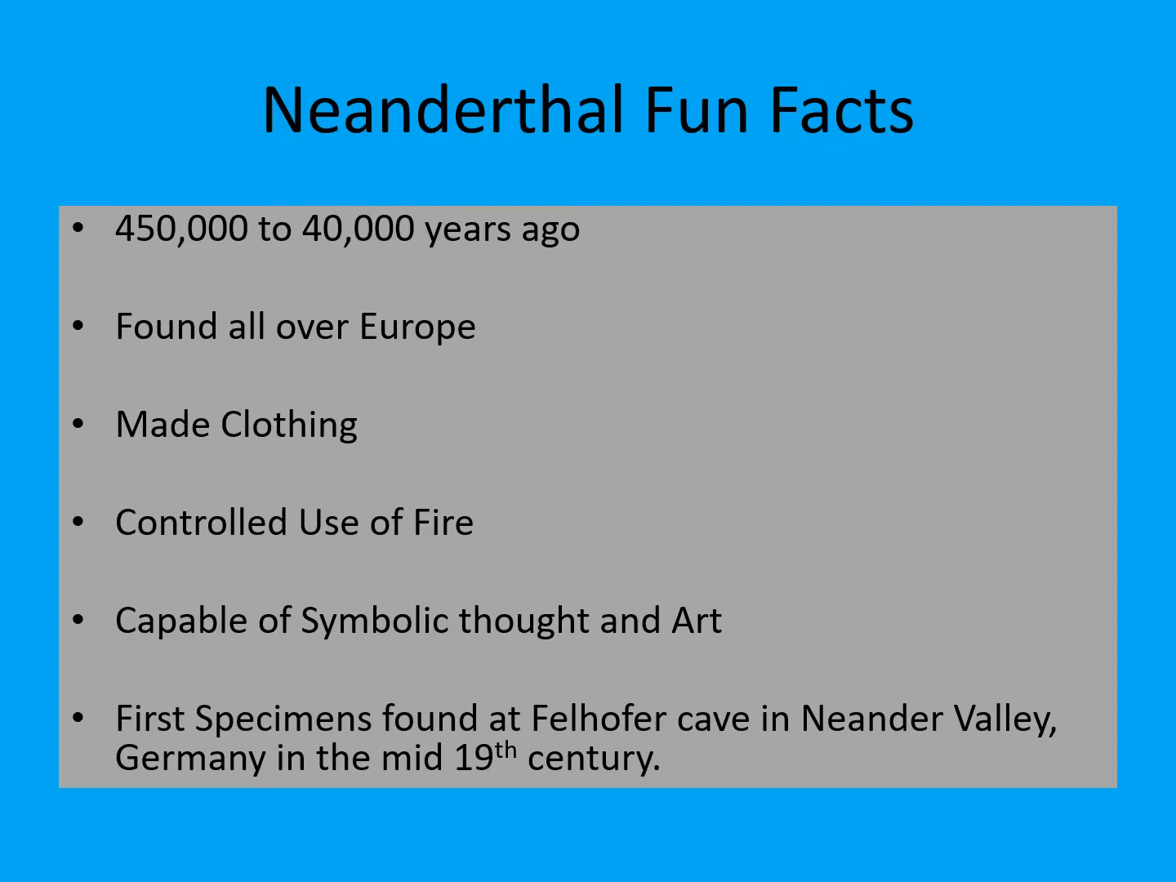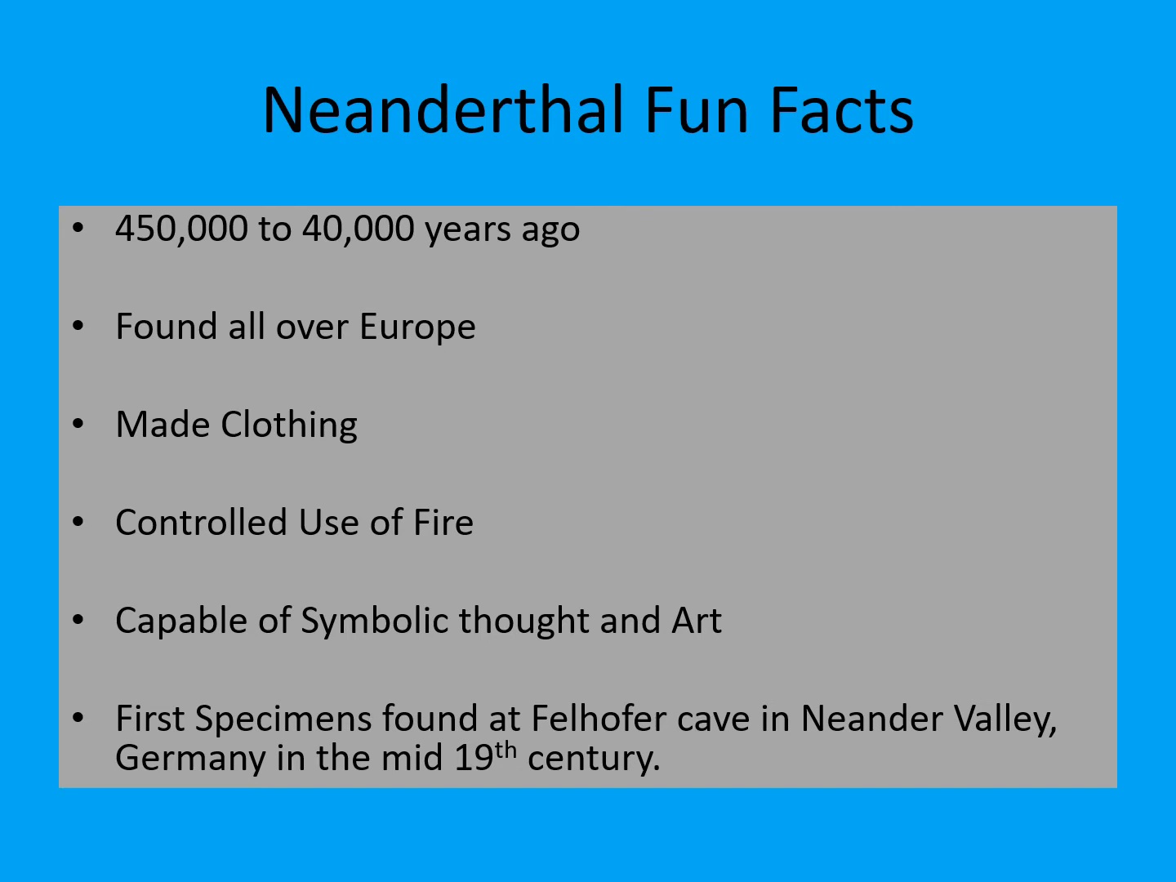So if we look at some fun facts for our Neanderthals, just a little more detail about their daily life. The first ones popped up around 450,000 years ago, a little bit before archaic Homo sapiens, and they existed all the way up to about 40,000 years ago, and some are a little bit later. They're found all over Europe and a little bit in the Middle East. They made clothing. They had controlled use of fire. They were capable of symbolic thought as well as producing art, and the first specimens were found at Feldhofer Cave in the Neander Valley in Germany in the mid-19th century.